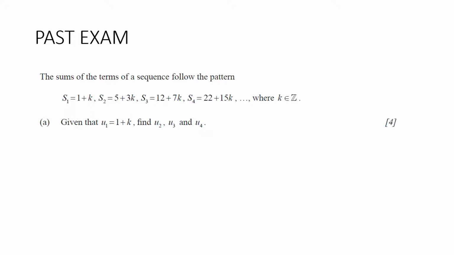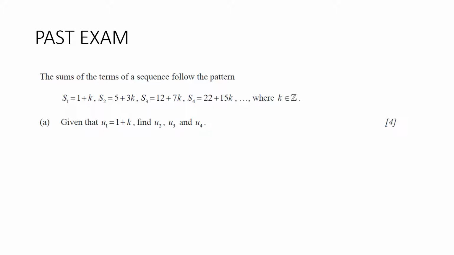Here's a past exam, and this incorporates both arithmetic sequences and also geometric sequences, and it's quite a difficult question. So the sums of the terms of a sequence follow the pattern: S1 equals 1 plus k, S2 equals 5 plus 3k, S3 is equal to 12 plus 7k, S4 is equal to 22 plus 15k, where k is an element of z. What's z again? It's integers, so they're whole numbers.